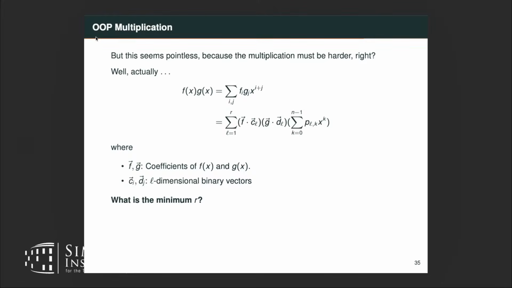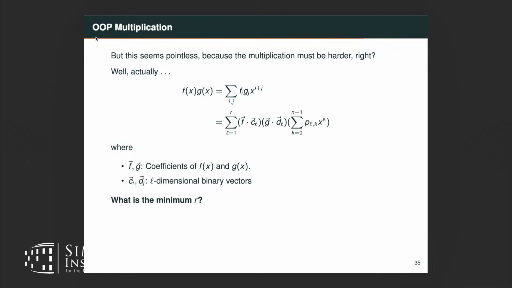You take the dot product of this vector consisting of the coefficients of the polynomial f with some vector, let's say c_l, and you do the same thing with some vector d_l with the coefficients of g. You take the product, and then you add up some polynomials. Okay? And believe me, this is the most general form possible, and this is a valid expression. The real question is, once you rewrite your formula in this way, what is the minimum possible R such that this can actually describe the product of f and g?